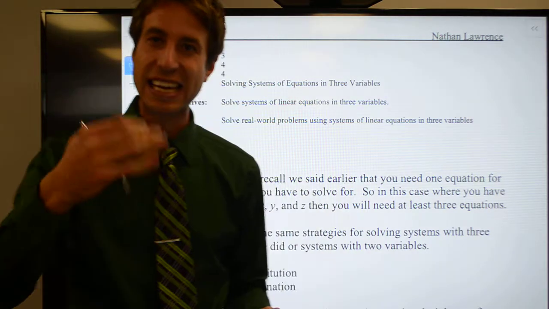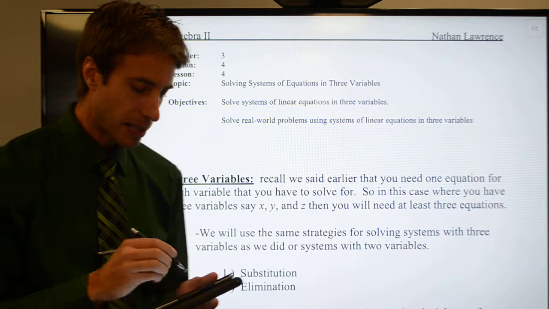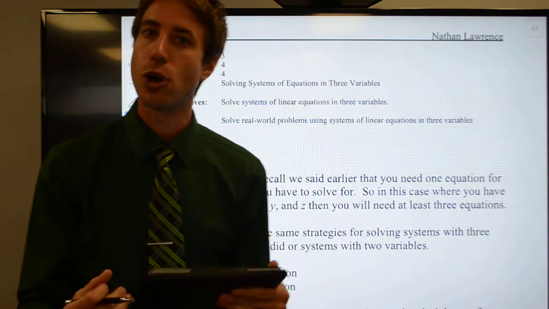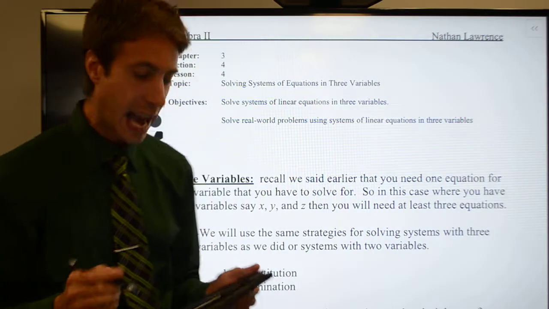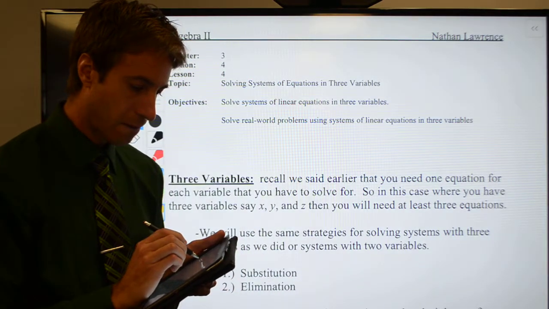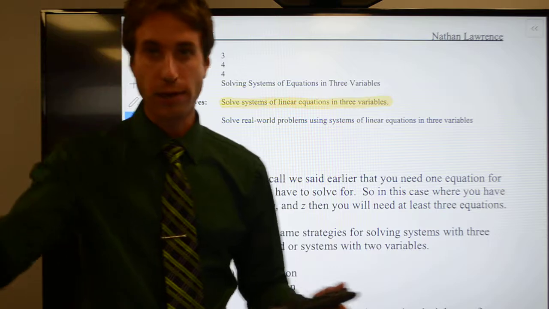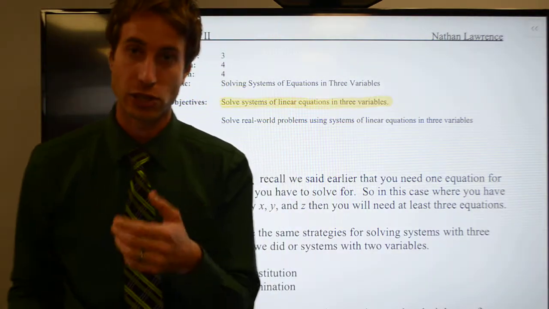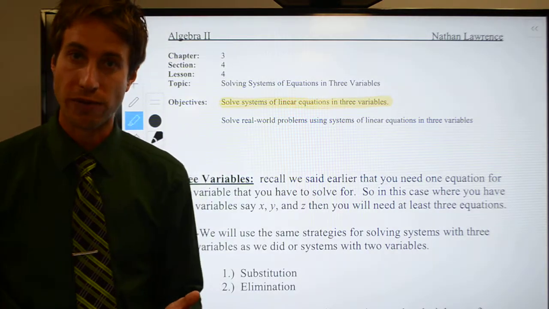Now, before we get into doing these problems, let me give you a couple of objectives or learning targets, things that you should know how to do by the time we get to the end of this set of notes. First, we're going to learn how to solve these systems of three equations, a system of equations with three variables.